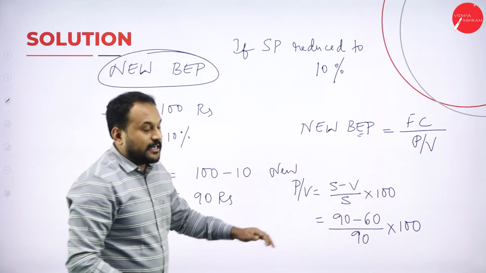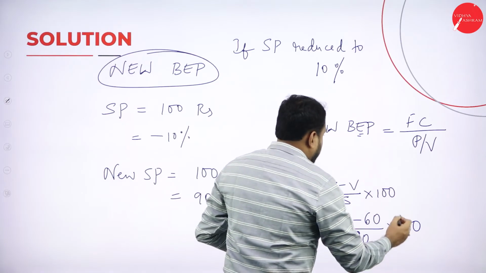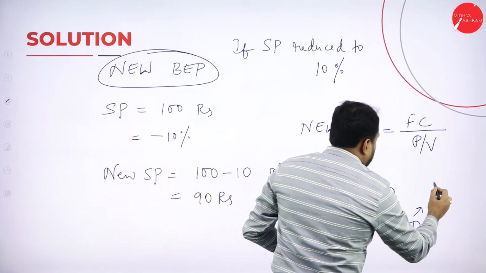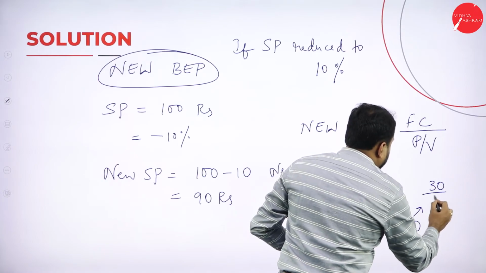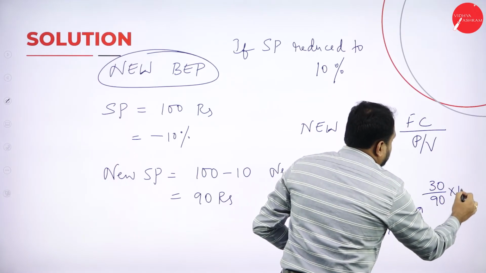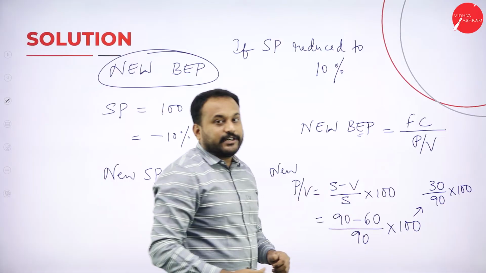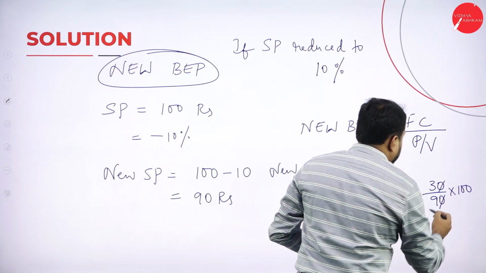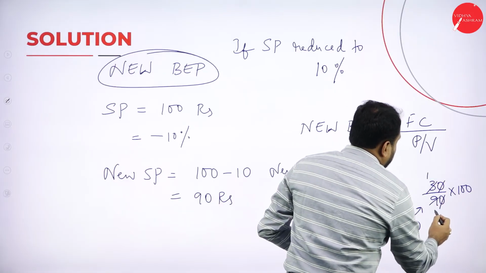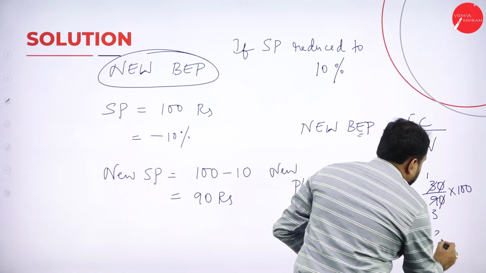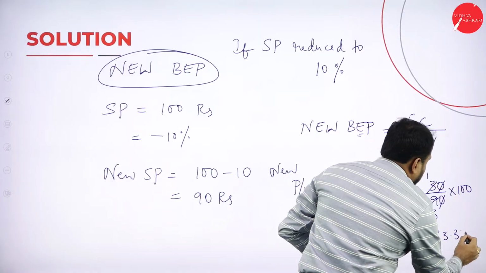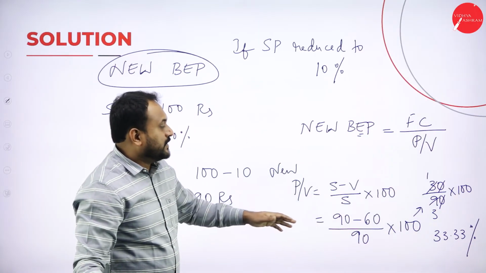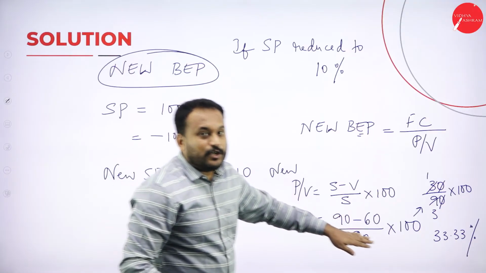Please do this. Now 30 divided by 90 into 100. So when we work it out, it is 33.33%. Now that is our new PV.